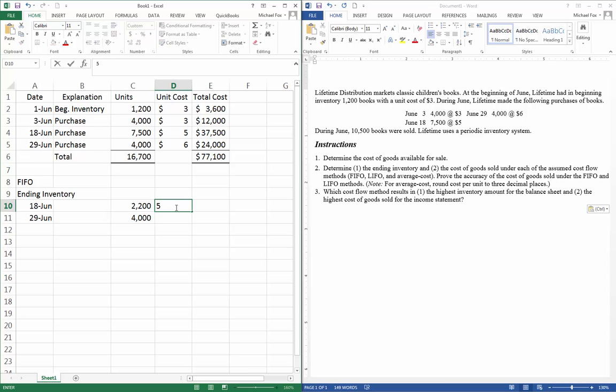The cost of the units purchased on 18 June is $5 a unit. The cost of the ones purchased 29 June were $6 per unit, and then we just multiply it out: 2,200 units times 5, and 4,000 units times 6. If you're wondering where I got this number, 6,200 units remaining in inventory, all I did is take the total number of units available, 16,700, and subtract the number of units sold, 10,500, and that left me with 6,200 units remaining in inventory.